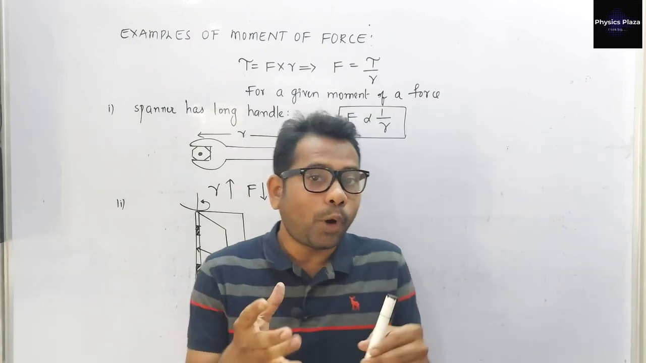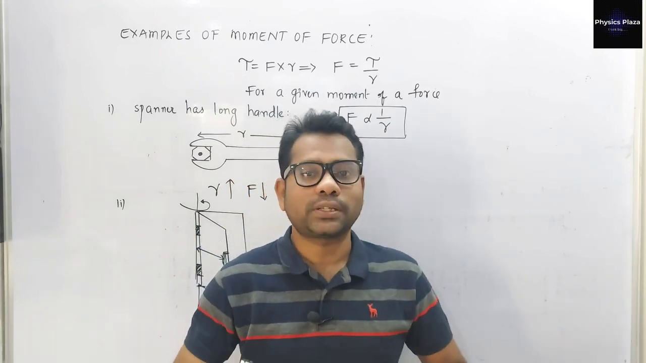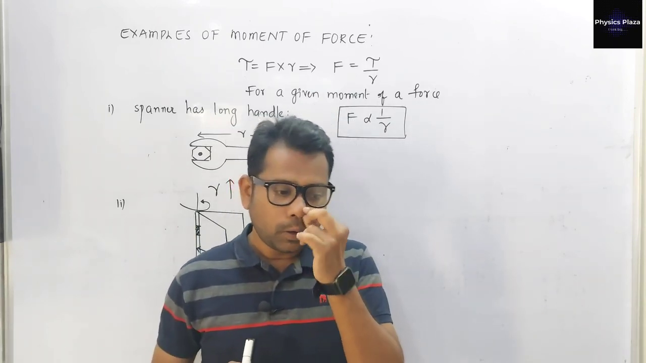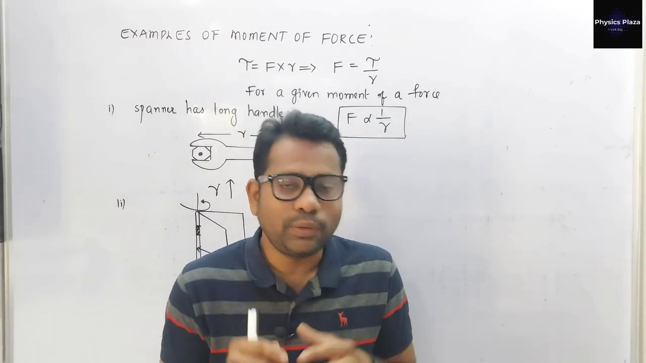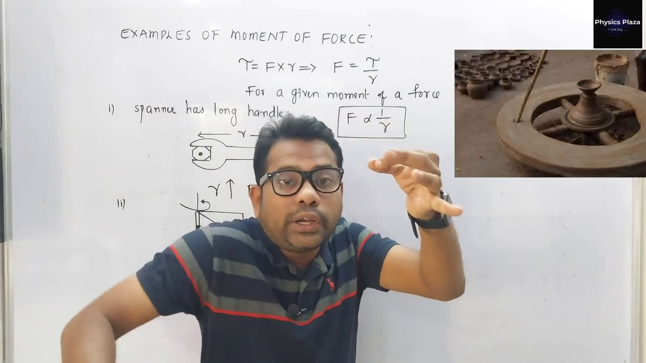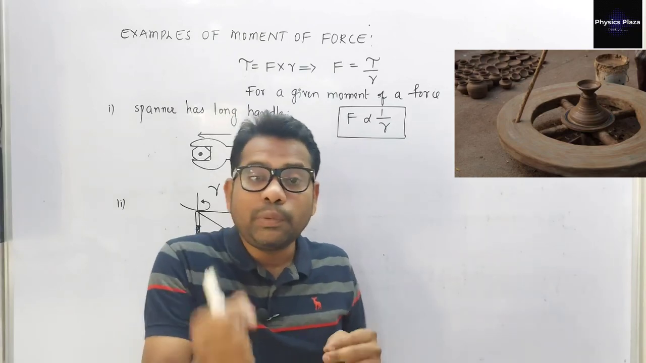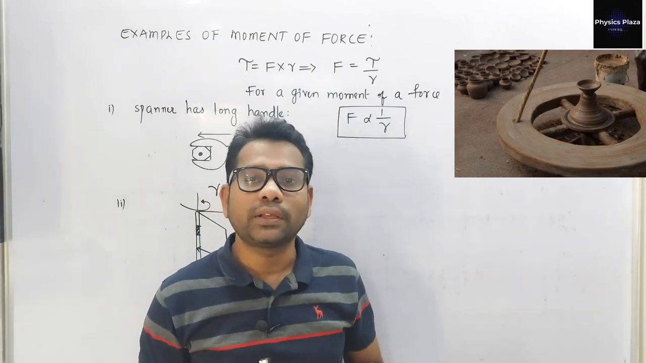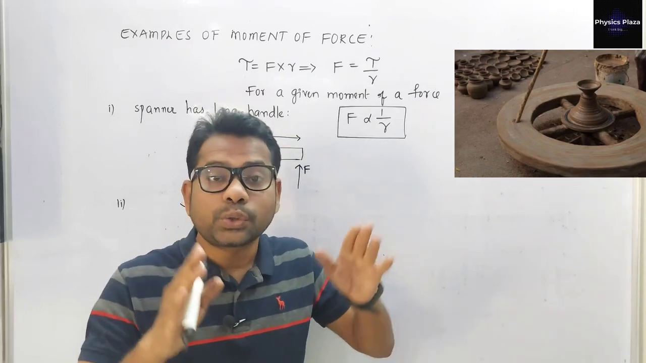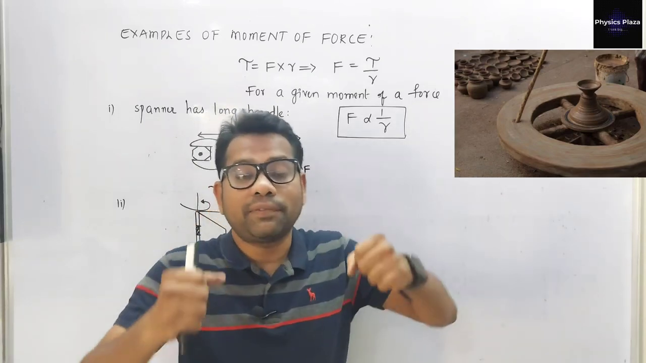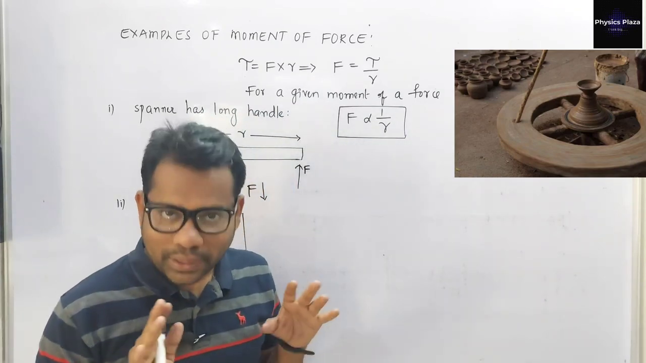And one more example, children, potters. You might have noticed the making of pots, especially in the villages. There the potter will have a potter's wheel, and they will be rotating that potter's wheel. But if you notice, children, the stick is placed near the rim of the wheel only. So that what will happen? Perpendicular distance will be more, so that by applying less effort, less force only, the person will rotate the potter's wheel. Am I clear, children? Fine.